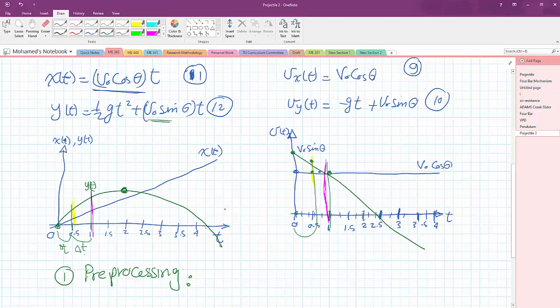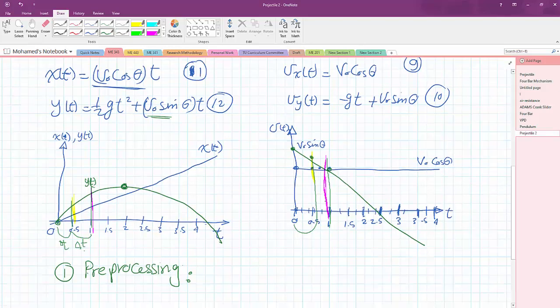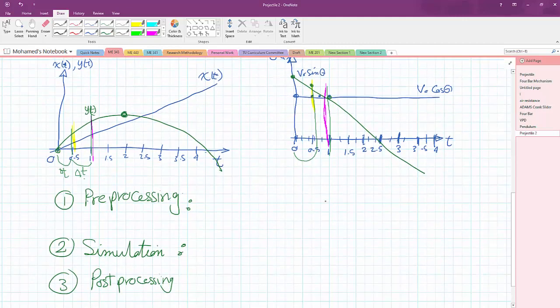What is the end time? This is how long you want this simulation to be computed. Once it reaches the end time, it will say, I'm done. It will tell you that it is done. It solved all the equations during the time required.